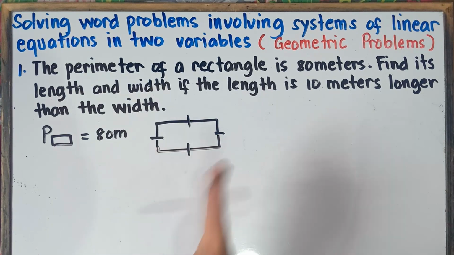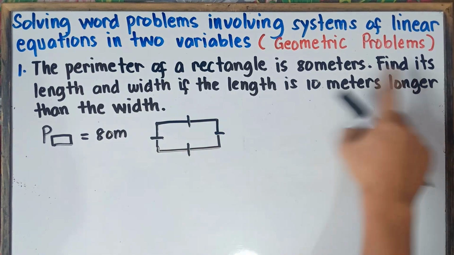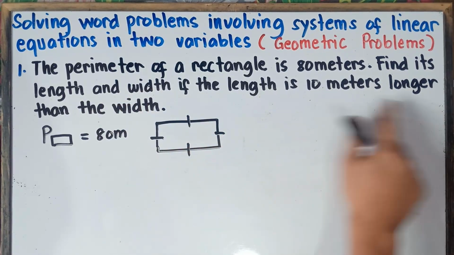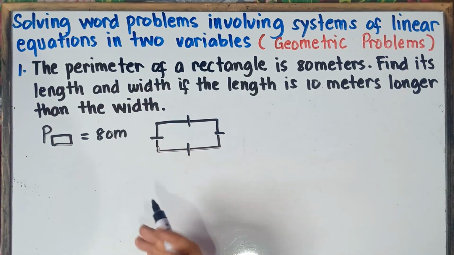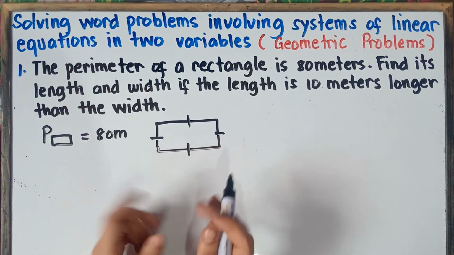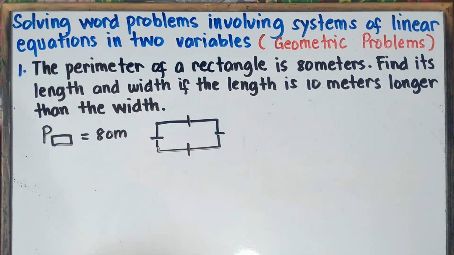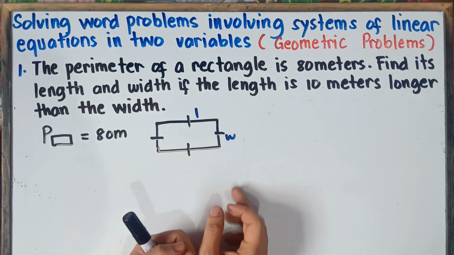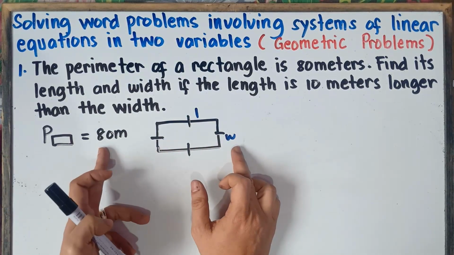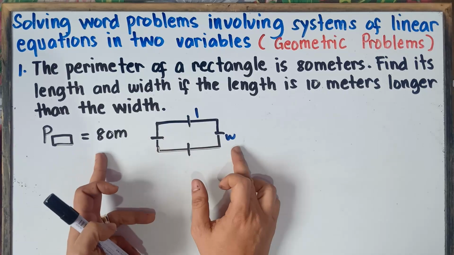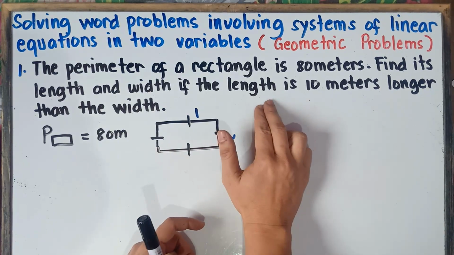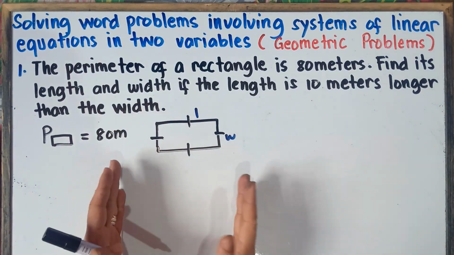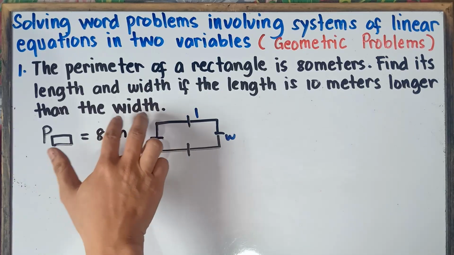Now, the second statement says, find its length and width if the length is 10 meters longer than the width. Once again, on the second statement, we're looking for the length. This is the length and this is the width. We're looking for the length and the width, and we have a given perimeter of 80 meters. It says that the length is 10 meters longer than the width. Therefore, we'll let W be the width.